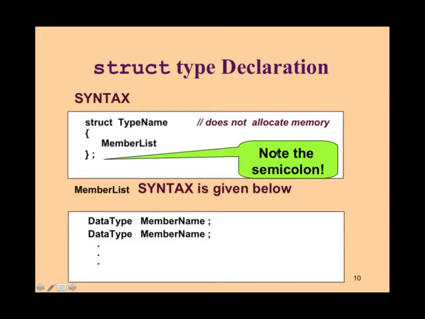Let's review the definition or declaration again. This is the syntax. The keyword struct, the name of the struct, which is user or programmer defined, and a member list. The member list is semicolon separated. The member list has data type and the member name. And don't forget there is a semicolon at the end also. And the member list will be like this: data type, member name, data type, member name, and you can have as many as you want. There's no limitation in the number of members a struct can have.